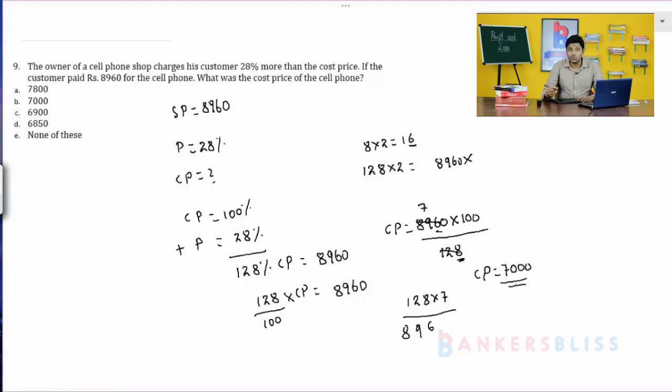Okay, only to explain it took time, but to solve it is very simple, very similar to the old problem. Only the thing is the magnitude of the values is a bit bigger. Okay, so cost price is 7000. Option B is the right answer. Okay, so very simple. Fine. Let's go to the next problem.